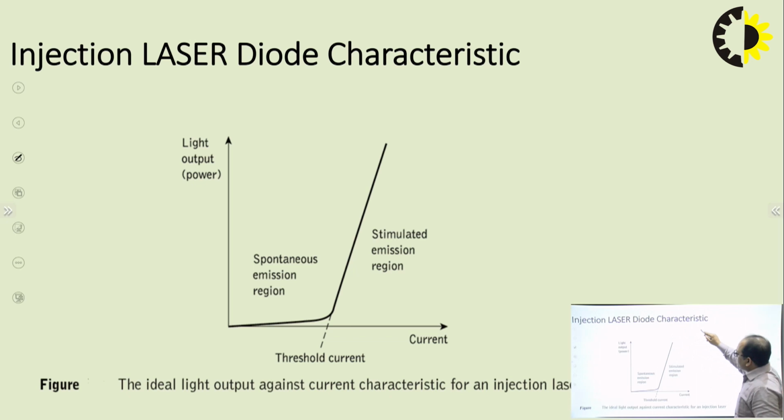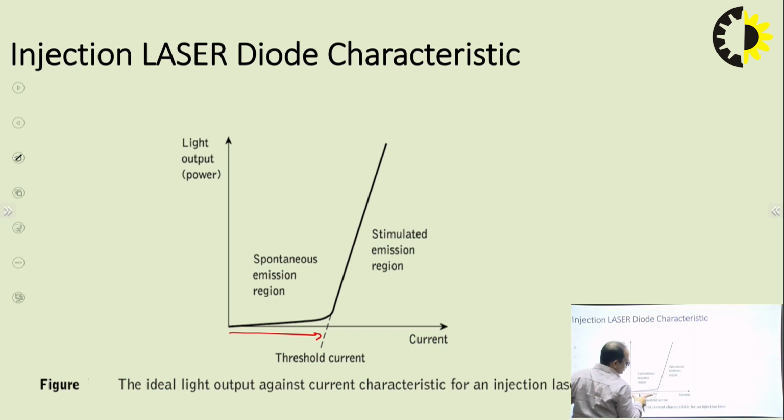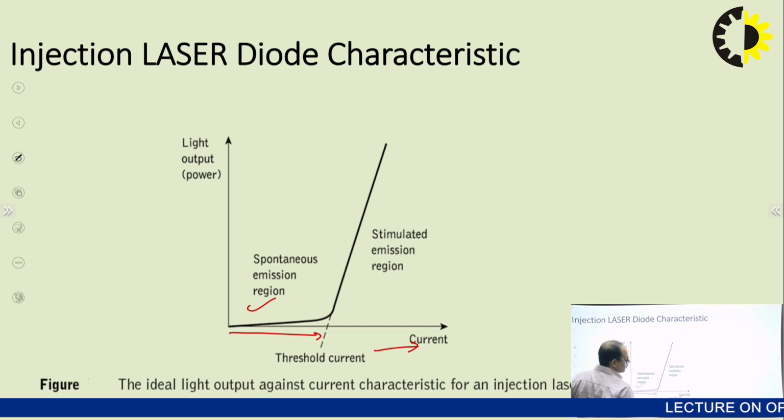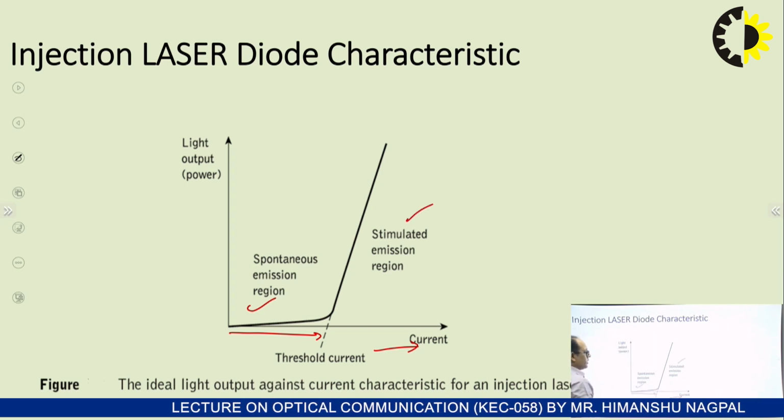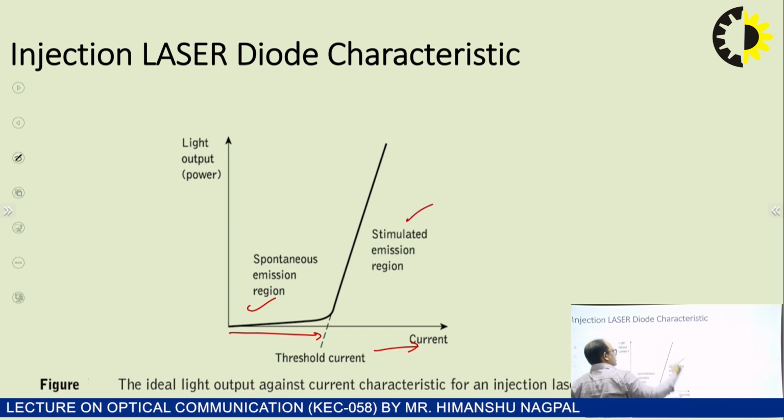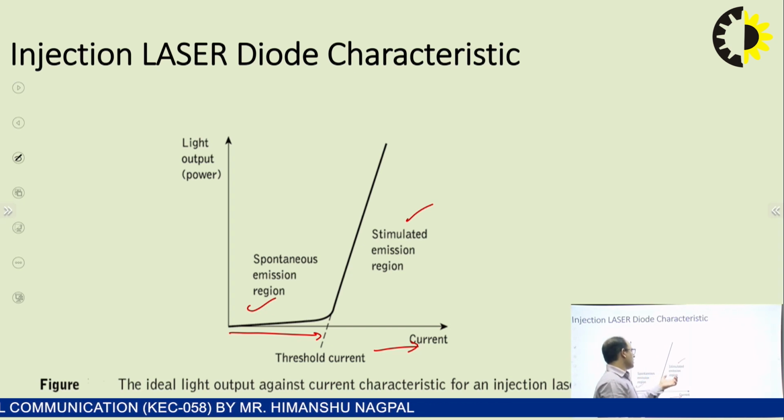So, injection laser diode characteristics. Before the threshold condition, before the threshold current is given to the device, spontaneous emission will be there, and after the threshold condition, after the threshold current which you provided, the stimulated emission will take place, and the generation of photons suddenly rises in stimulated emission.